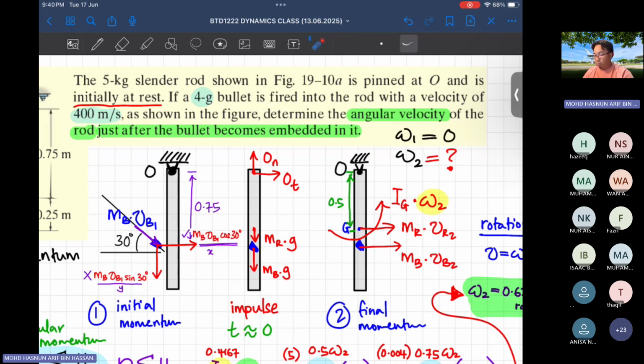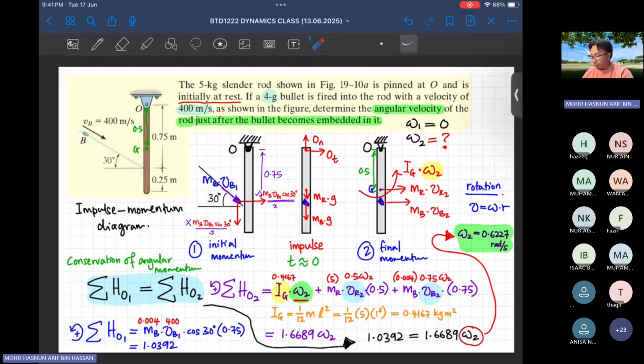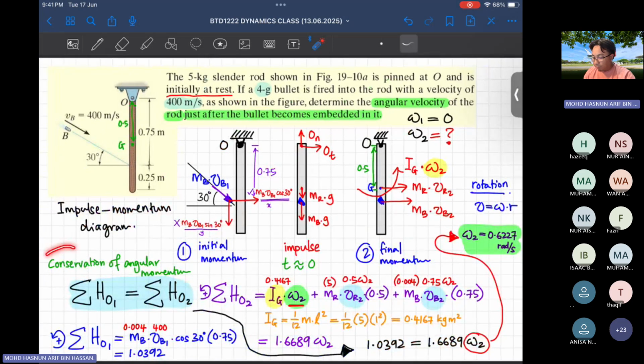What we want to know is the list of initial momentum, what initial momentum there is, and what final momentum there is. Remember, momentum is mass times velocity, and mass moment of inertia Ig times omega, angular velocity. So at position number 2, you have 3 momentum: Ig omega, Mr Vr2, and also Mb Vb2. Once you have drawn this, then you go to the equation for conservation of momentum.